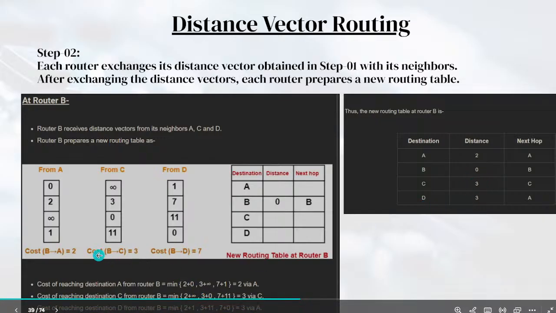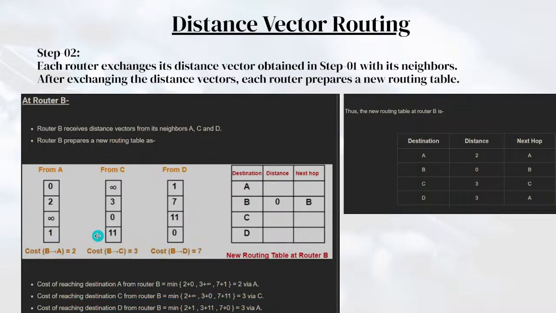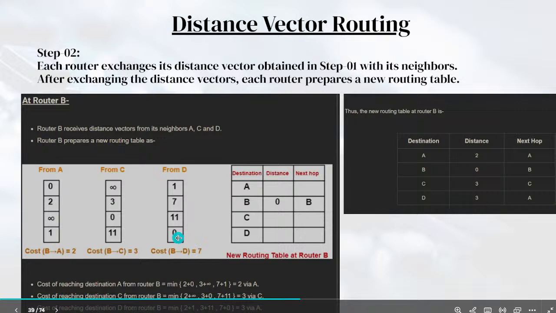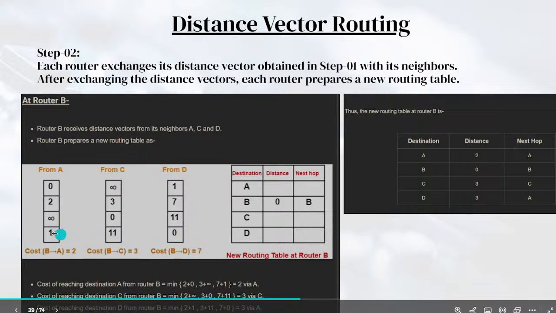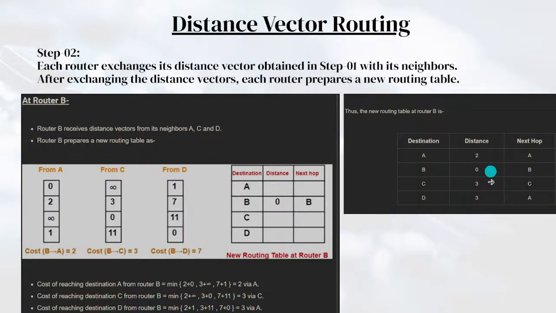Now the next one is 1, 11, 0. So we will check 2 plus 1, 3 plus 11, 7 plus 0. So which one is giving the shortest? 2 plus 1, which is 3, via A we are getting. So here we have updated A, and this is the shortest path. This is the shortest path for router B.